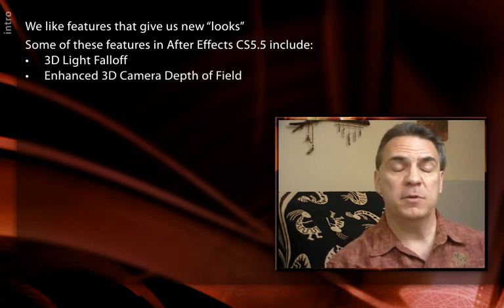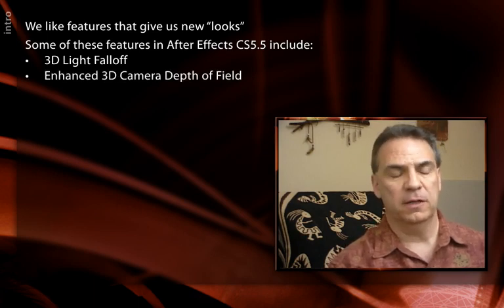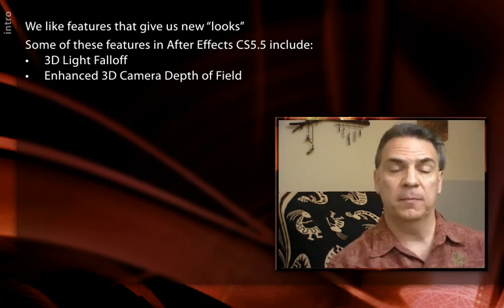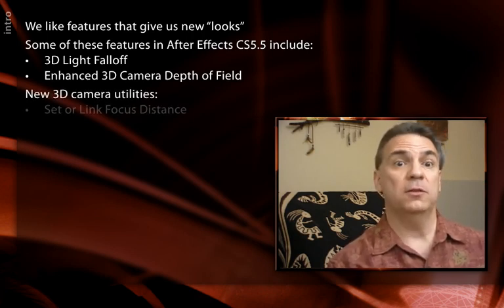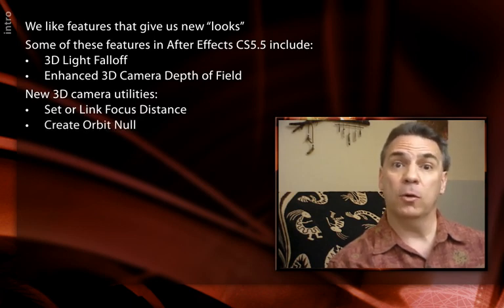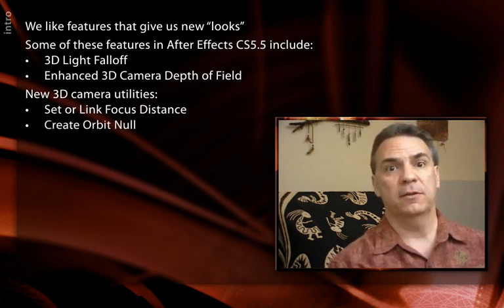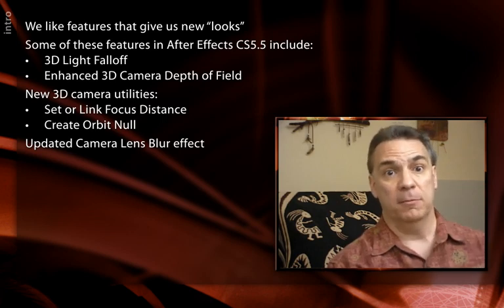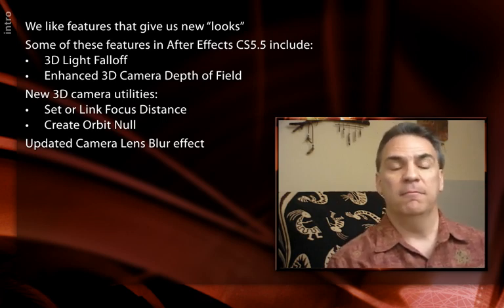Also, 3D cameras have a greatly enhanced depth of field effect. The iris simulations are beautiful now, and I'll be showing that in the next movie. There's a handful of new utilities, including ones that make it easier to set up the focal plane for depth of field, and a nice little orbit camera rig, and I'll be giving those a workout. And finally, there's a new 2D effect, Camera Lens Blur, that simulates the nice iris effects that are in the 3D cameras, and I'll be showing that as well. Lots of stuff to cover, let's jump in.